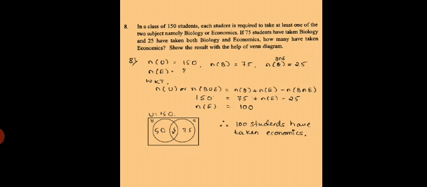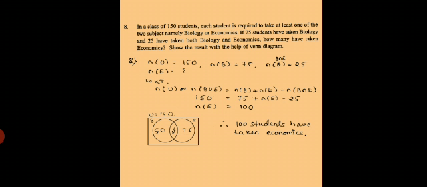Next one, in a class of 150 students, each student is required to take at least one of the two subjects, namely biology or economics. If 75 students have taken biology and 25 have taken both biology and economics, how many have taken economics? Show the result with the help of Venn diagrams. So students, read the question, understand it and write down the notations below.